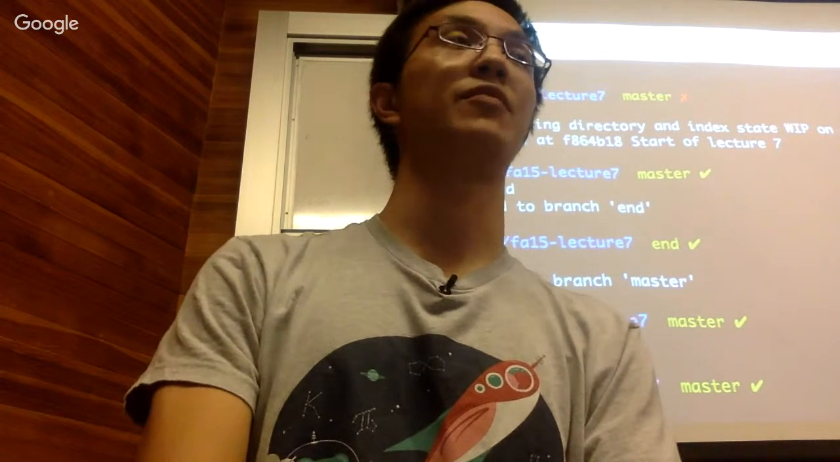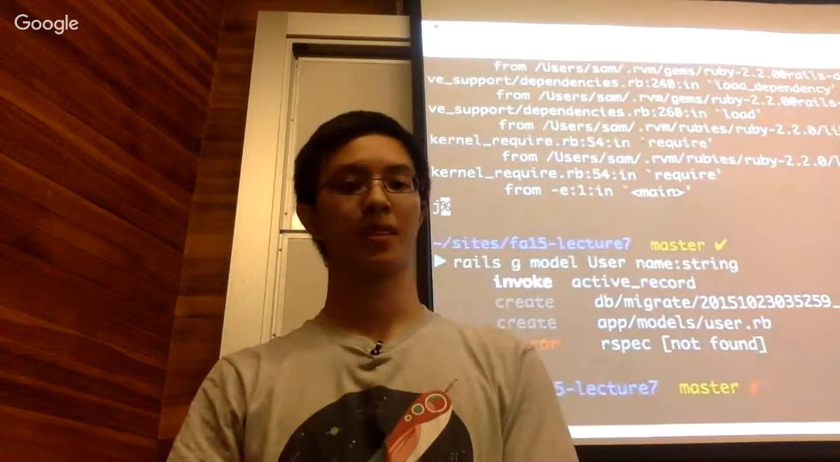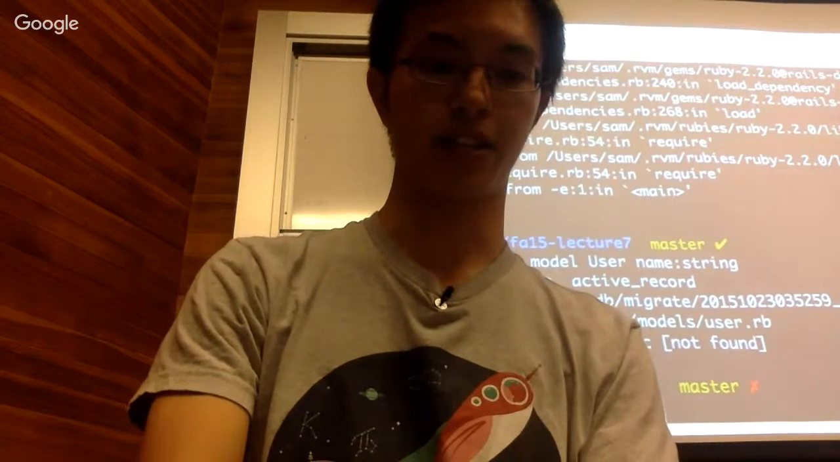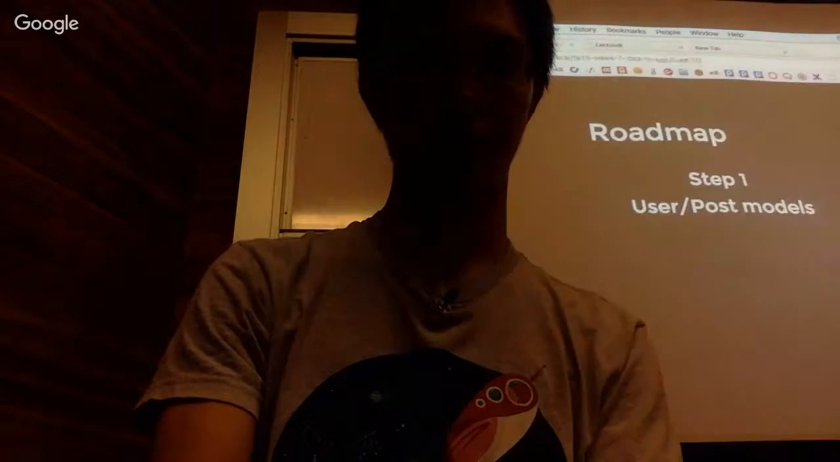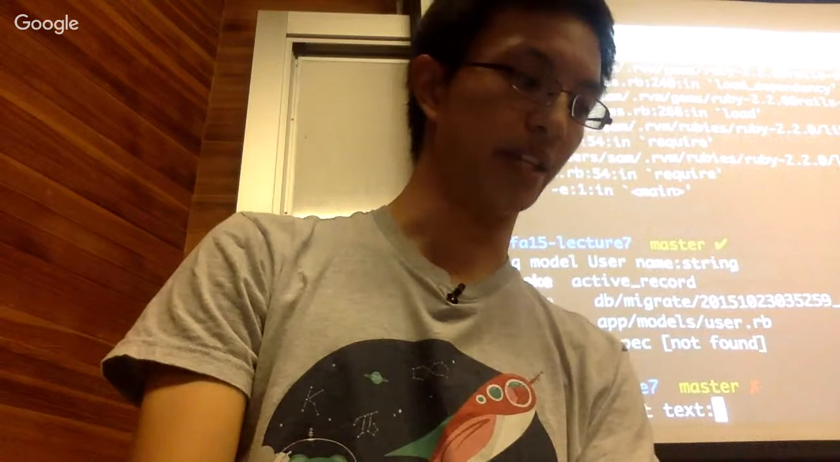To create models, I run rails g model user, and I want my user to have a name, and the name will be a string. Then I'm going to create a quit model, and the quit will have text. So the text will be the text type in my database.